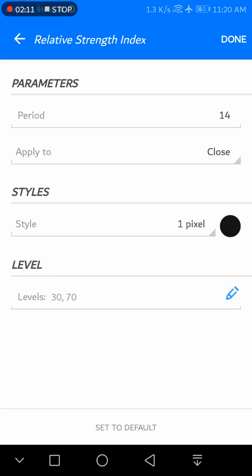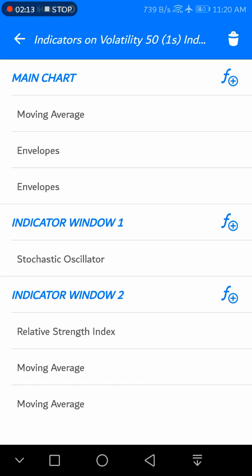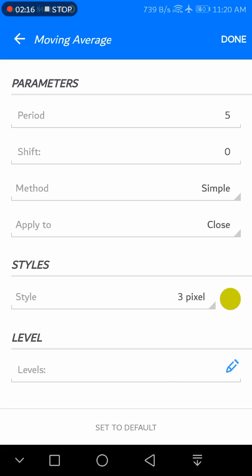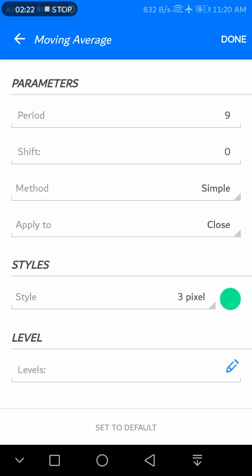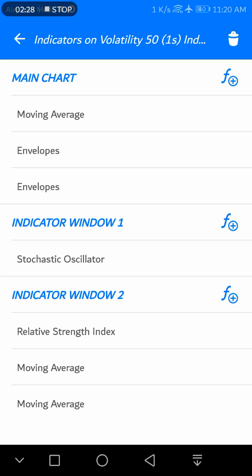RSI window is not very important, so because of that I'm ignoring this. I had to hide this on my chart. If you wish, you can add RSI and a moving average with the simple method, period 9. Okay guys, so I hope you took the screenshots and you will easily set up this strategy. So let's move on to this strategy.